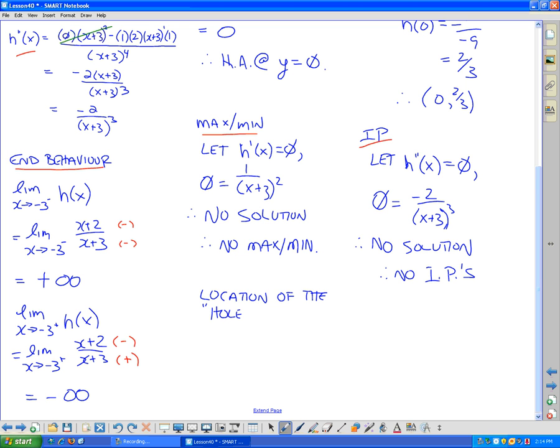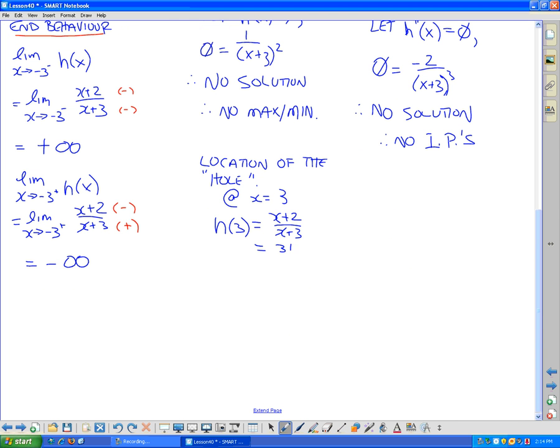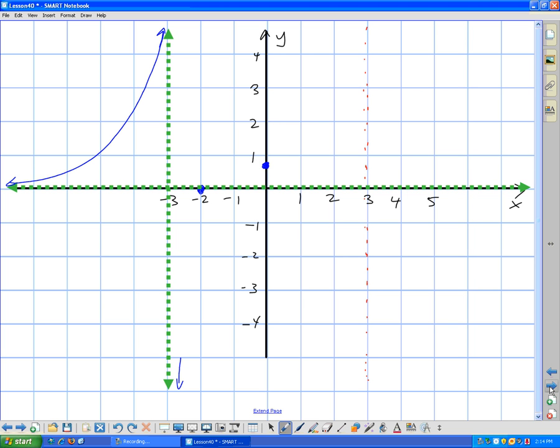All right. We know it's at x equals 3. So if I put the value in for my new function here, x plus 2 over x plus 3, then we end up with 3 plus 2 over 3 plus 3. So we end up with 5/6, which is pretty close to a value of 1. So the hole is at 3 and 5/6, so my sketch is off a little bit here. So it's going to be pretty close to that, the hole.